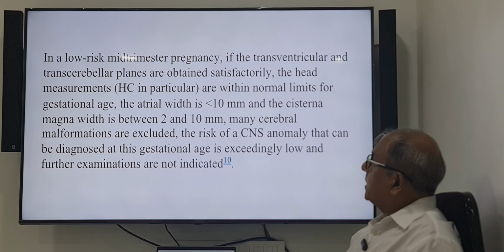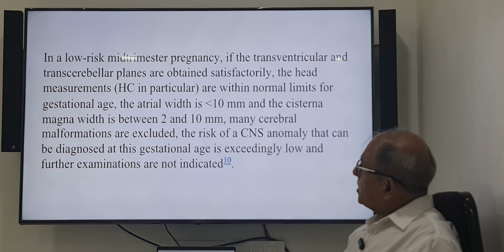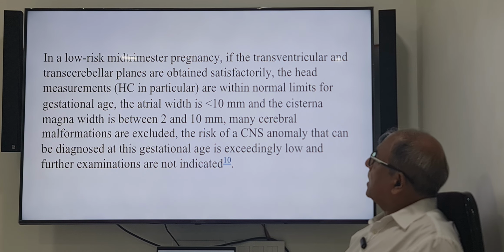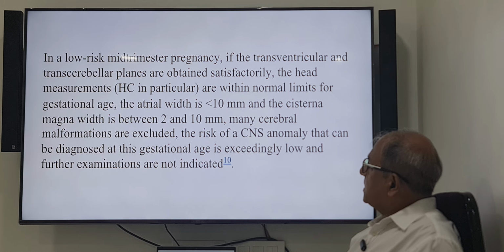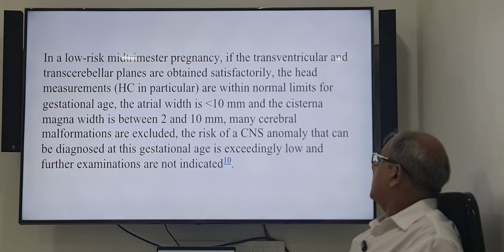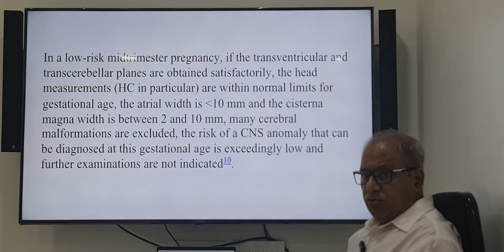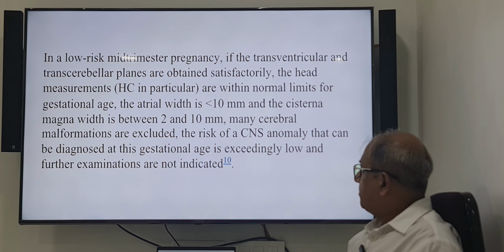Low risk mid trimester pregnancy. This is a very important statement. In a low risk mid trimester pregnancy, if the transventricular and transcerebellar planes are obtained satisfactorily, the head measurements, head circumference in particular, are within normal limits for gestational age, the atrial width is less than 10 millimeter and the cisterna magna width is between 2 and 10 millimeter, many cerebral malformations are excluded. The risk of CNS anomaly that can be diagnosed at this gestational age is exceedingly low, and further examination is not indicated. That means if you do a good screening with knowledge of anatomy at different stages.